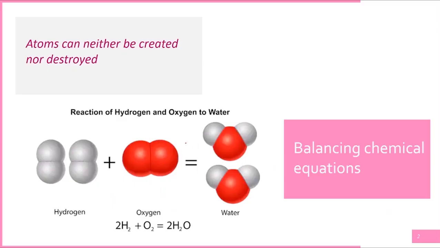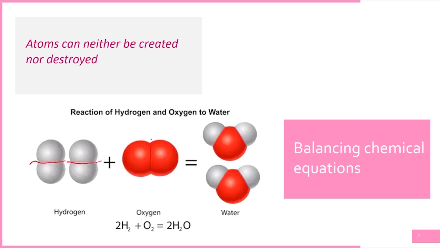Atoms can neither be created nor destroyed. And we know all compounds are made of atoms. In a chemical reaction, when compounds react together, the same number of each type of atoms appears on the product side. What actually happens during a chemical reaction?